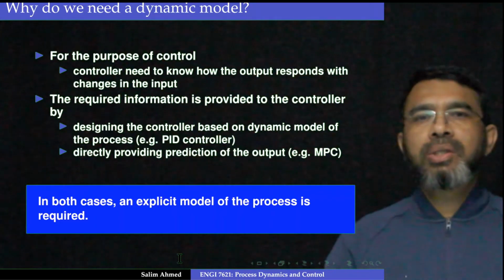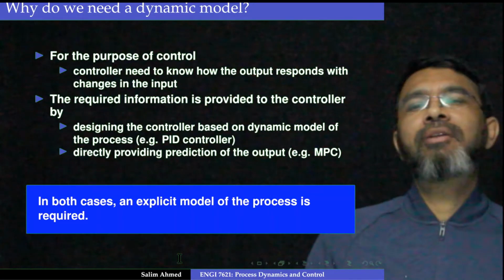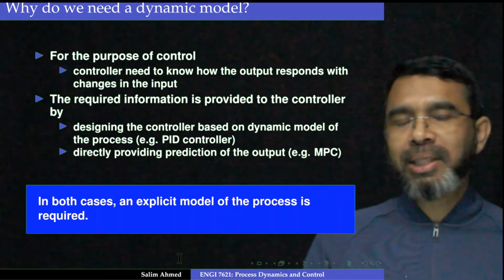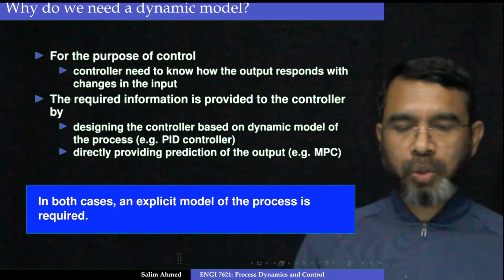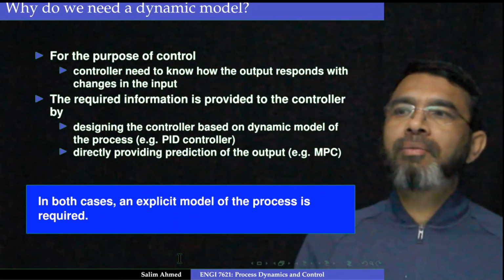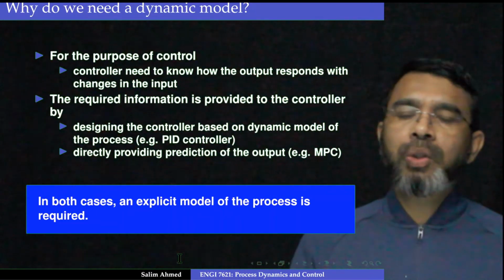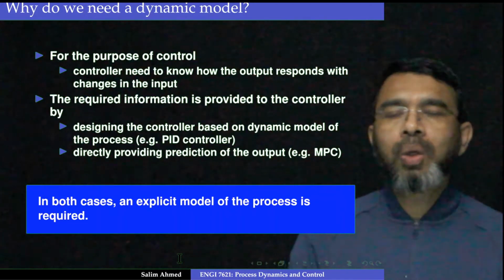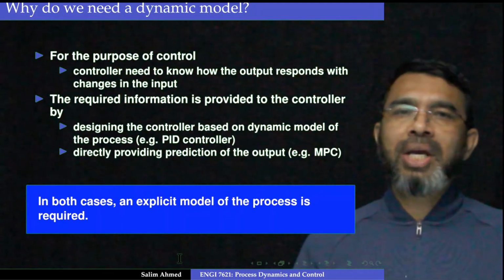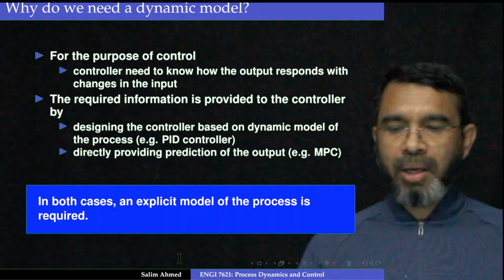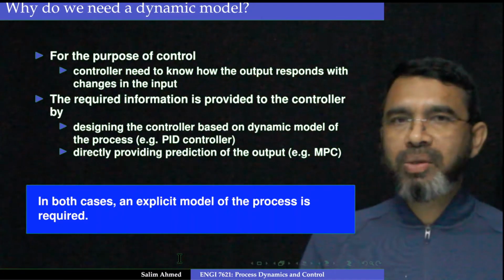So modeling approaches, use of models, and the need for models can be very different for different fields. So the discussion in this talk will be focused on process control. For the purpose of control, we need the controller to know how the process responds when a change is made. Now, this information can be fed to the controller in different ways.